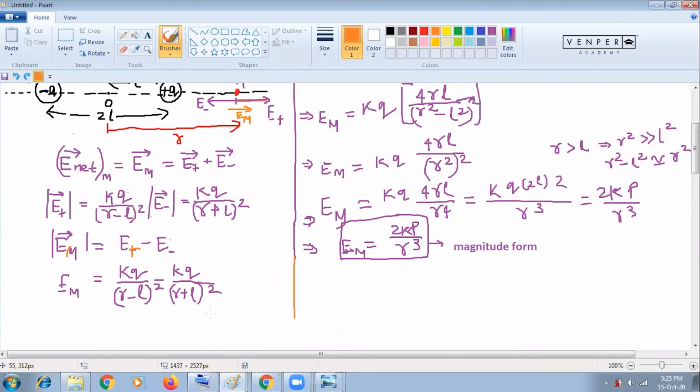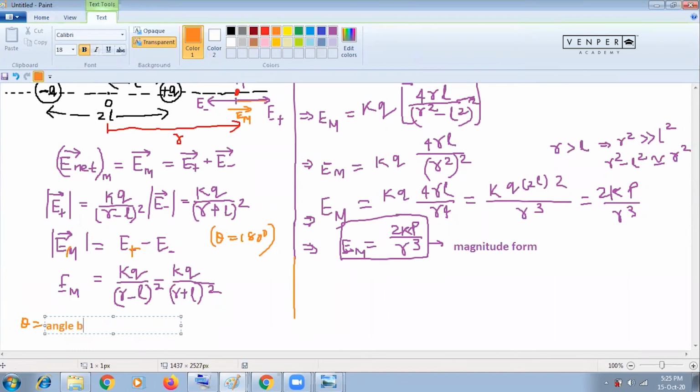If you want, you can write here theta equal to 180 degree. What is theta? Theta is the angle between E plus and E minus. So this is the angle between E plus and E minus. I hope you are understanding. So write this: the angle between the two vectors, E plus and E minus, is 180 degree.